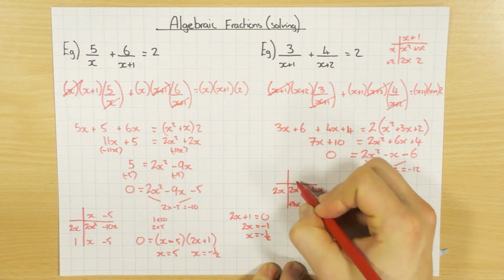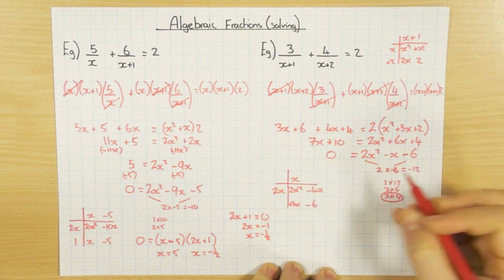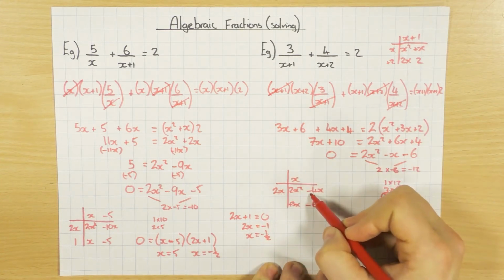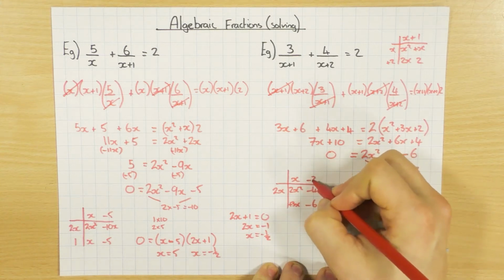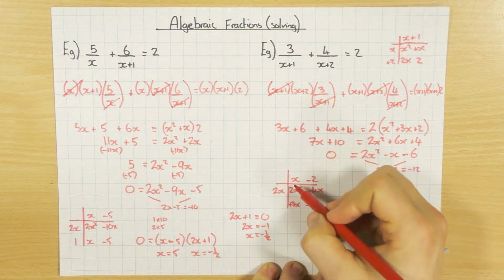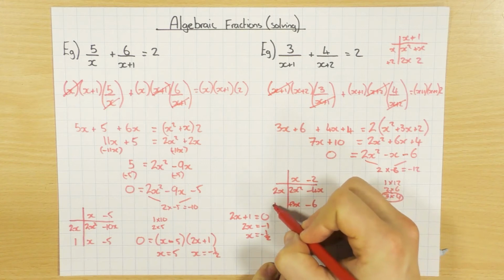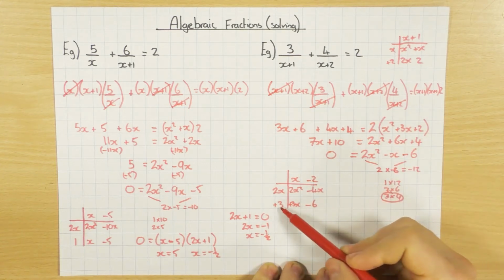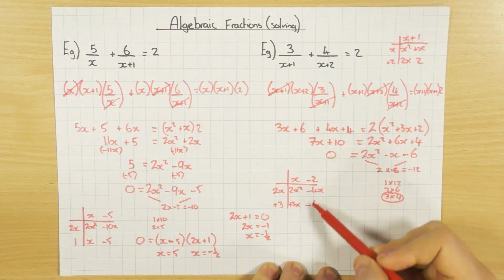2x times what gets me 2x squared? Well, that's going to be an x. And then 2x times what gets me minus 4x? Well, that's going to have to be minus 2. And then finally, x times what gets me 3x? Well, that must be plus 3. Always double check. 3 times minus 2 is minus 6.